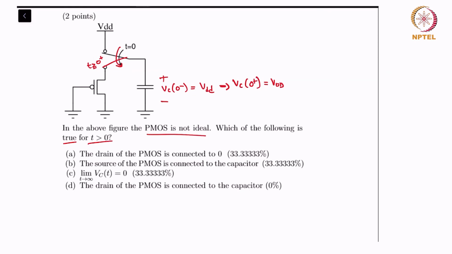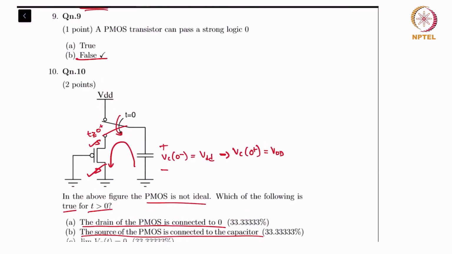And now we are asked which of the following statements are true for t greater than 0, that is after the switch is closed. Now this is VDD, so the current direction is like that, which makes, since it's a PMOS, this the source and this the drain. The drain of the PMOS is connected to 0. Yes. The source of the PMOS is connected to the capacitor. Yes. Limit t tends to infinity, Vc of t equals 0.